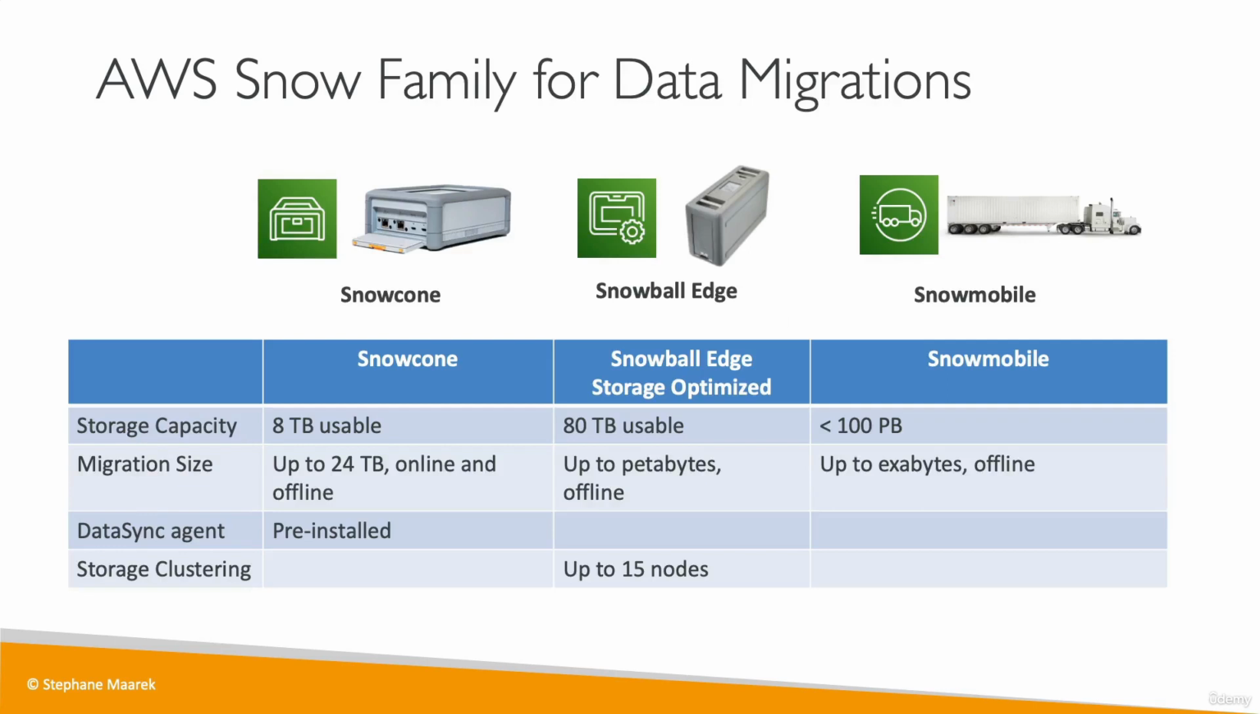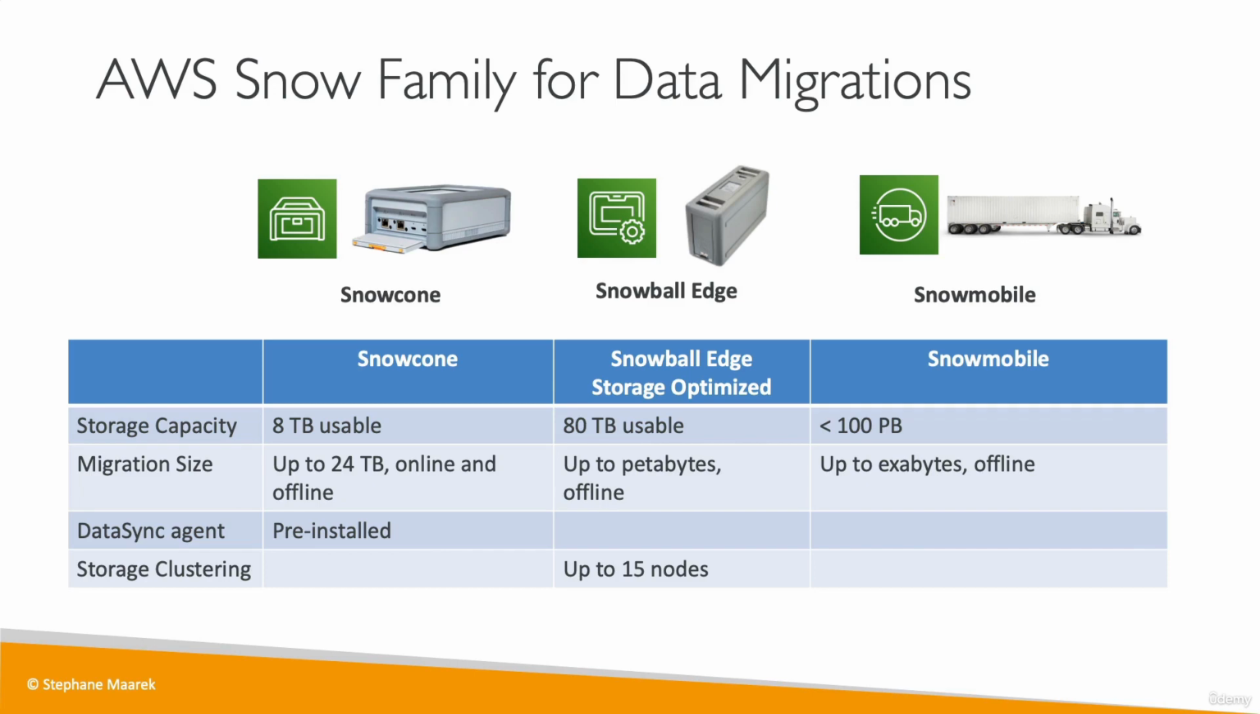So as a summary, for data migration, we have 3 options. We have Snowcone, Snowball Edge, Snowmobile, and each come with different storage capacity, so 8 terabytes, 80 terabytes, and 100 petabytes. The migration size that's recommended by AWS for a Snowcone is up to 24 terabytes. For Snowball Edge, it's up to petabytes, and it's offline because you have to send it back to AWS. And for Snowmobile, the use case is up to exabytes of data.